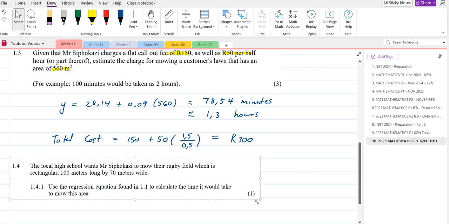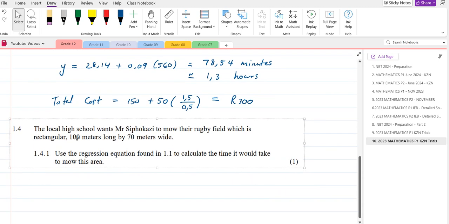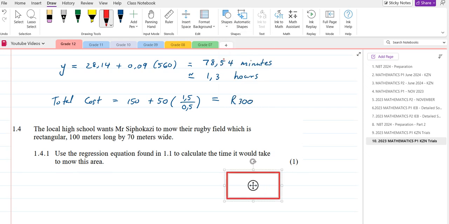The local high school wants Mr. Sipokazi to mow their rugby field, which is rectangular, 100 meters by 70 meters wide. So remember, we're taking an area and we basically have a measurement here. So 70 by 100, right? So that's going to be 100 times 70.